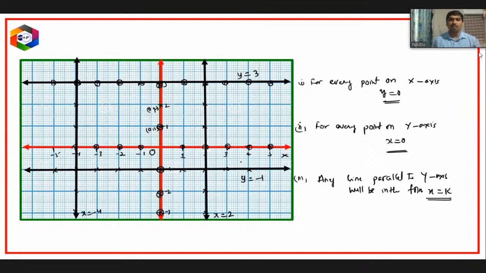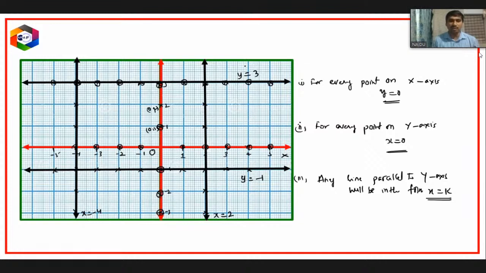common. So from these two equations, what we can conclude is, if the line is parallel to the x-axis, the y distance is fixed and it is considered as the equation.